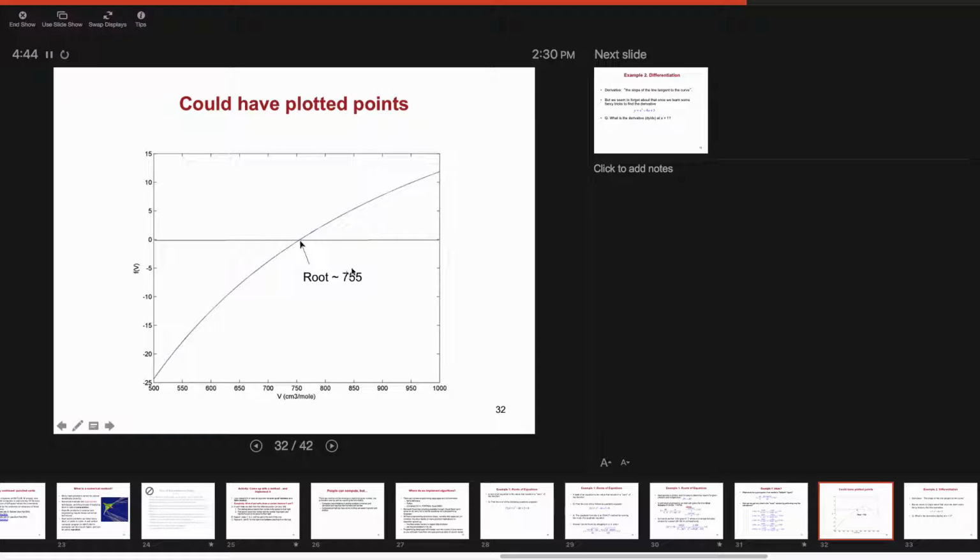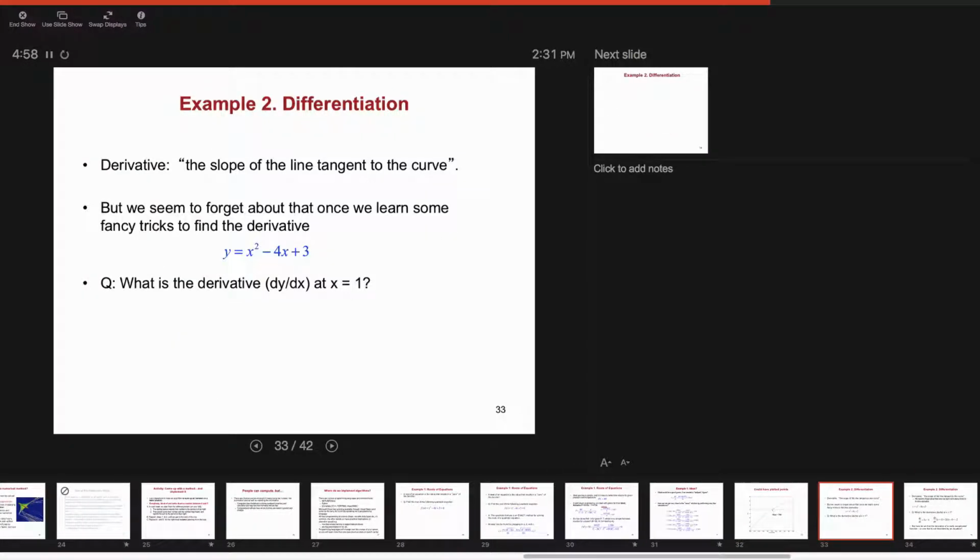I could have also just done a plot and zoomed in here and seen that the root is somewhere around 755. So this is one way to construct algorithms and then employ computers to do the hard work. I'm not going to go into two other examples. We're going to get more examples as we move.